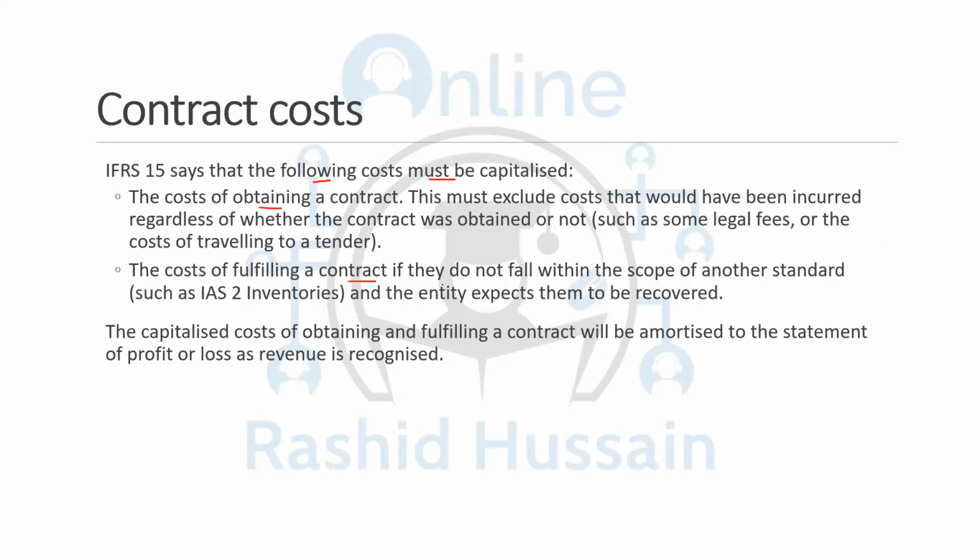So this is, and what is written over here, I've already told you, and the entity expects them to be recovered. This is the important point over here. Whatever you are spending on that contract, if that is recoverable from the customer, either specifically mentioned, for example, you've given the breakdown to the customer that, okay, you have to pay for this and pay for that, or your transaction price covers those things, then that means you are supposed to capitalize all those costs. Otherwise, that is going to be expensed out.